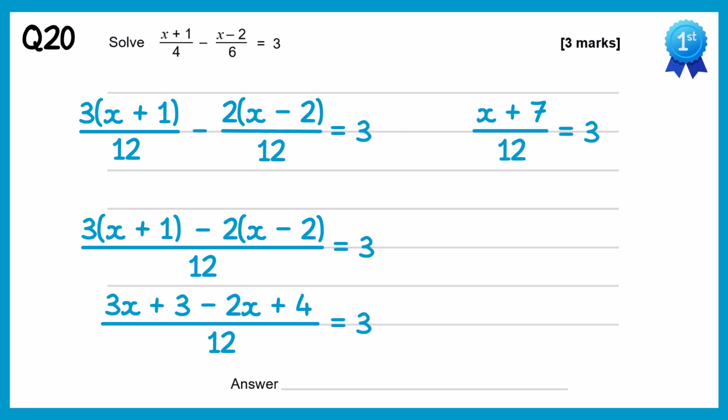To solve this equation now, we're going to multiply both sides by 12. If you multiply by 12 on the left, that will cancel the 12, so you've just got x plus 7, and if you multiply by 12 on the right, you've got 3 12s, which are 36. To finish this equation, we just subtract 7 from both sides. On the left, this will give you x, and on the right, 36 take 7 is 29. So the solution to this equation is x equals 29.